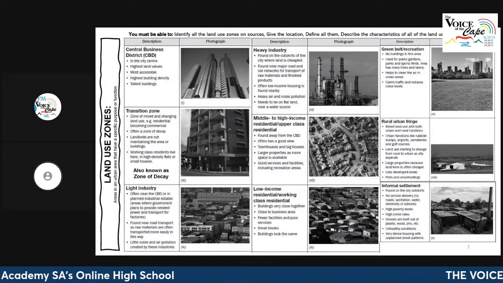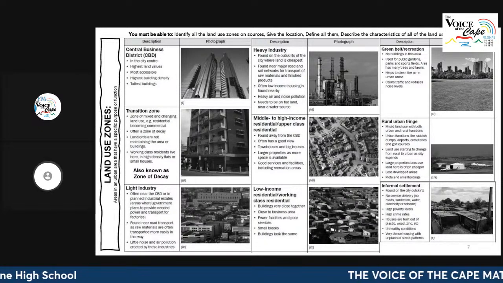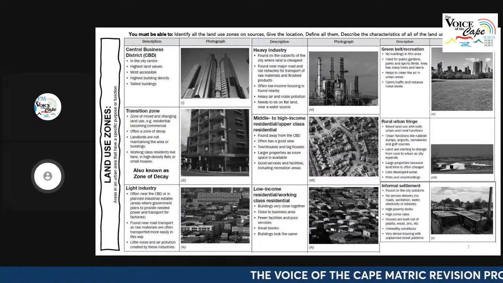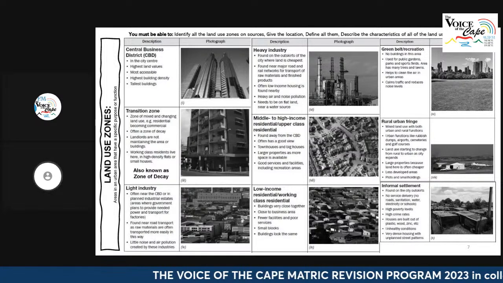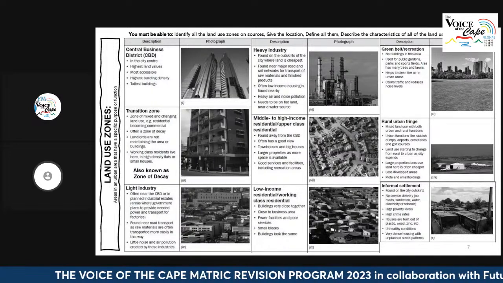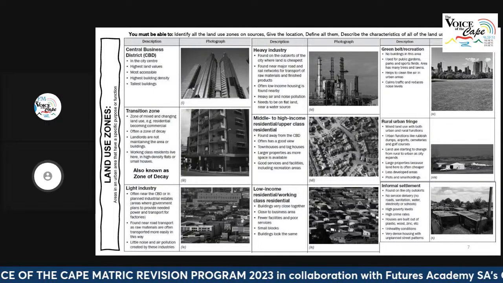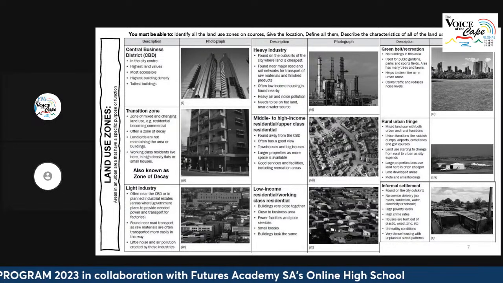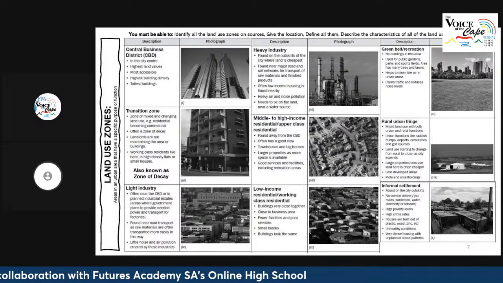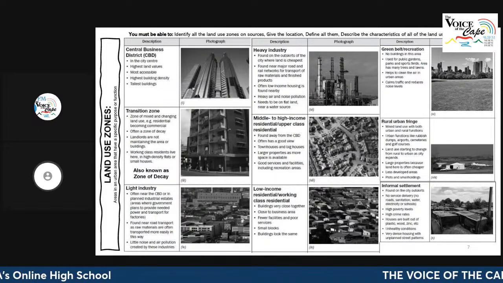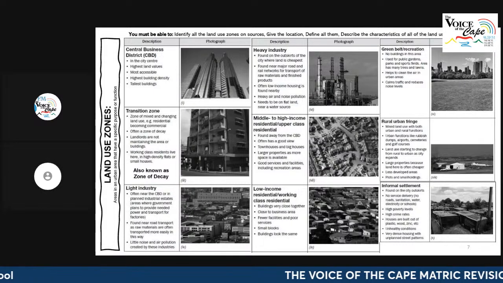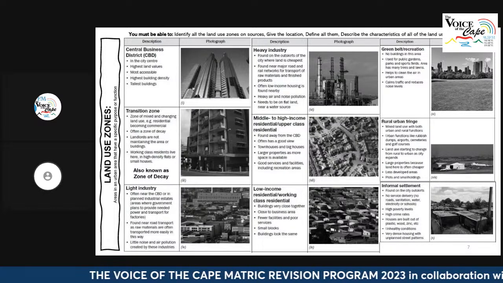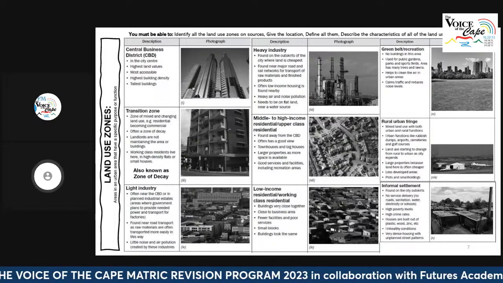Land use zones, I'm not going to touch on too much, but remember the ones we need to focus on very heavily are the CBD, which is your central business district, and your transition zone, or zone of decay, as we call it, which is one of the most common questions asked in your paper. Another very common one is your rural urban fringe. What exactly happens here? Remember, this is an area that transitions between your urban area and your rural area.